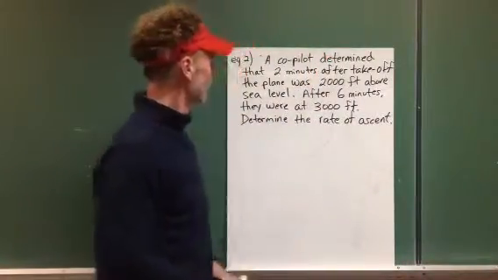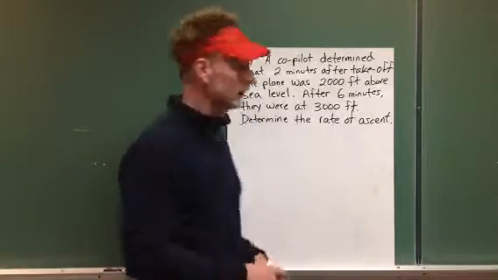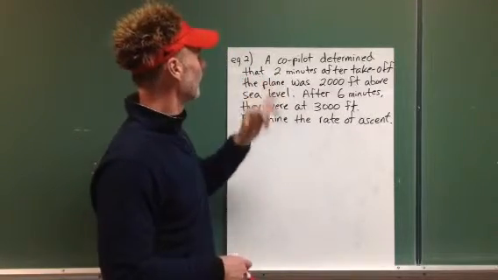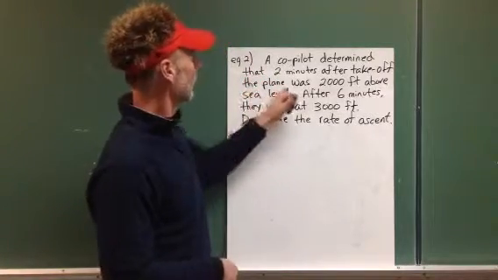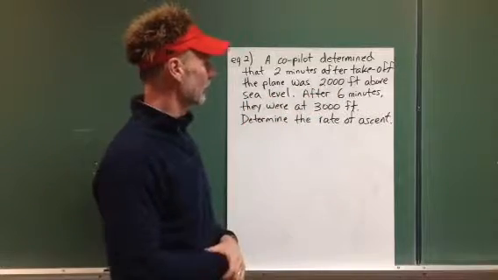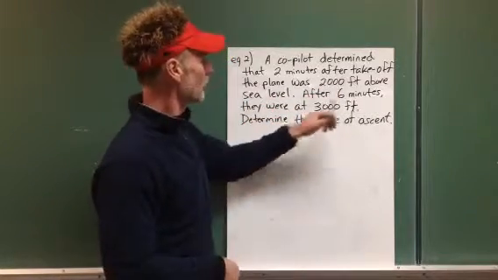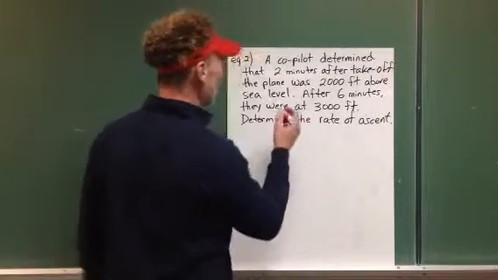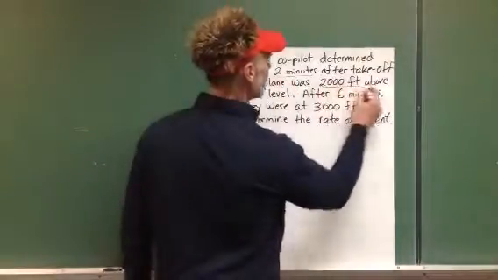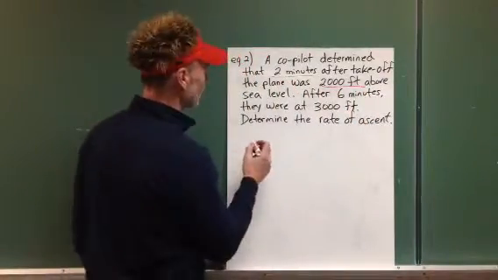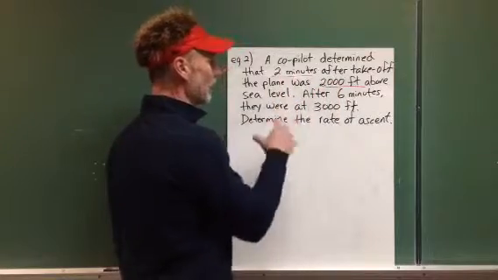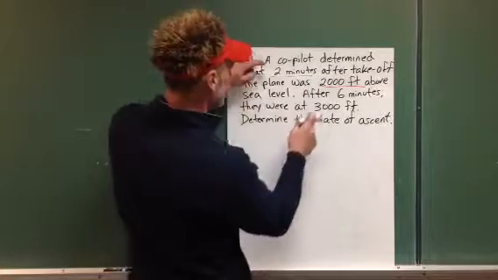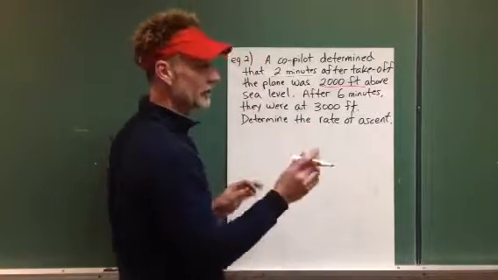Okay, our last example, we're going to do without drawing a picture, just using a circle here. A co-pilot determined that 2 minutes after takeoff, the plane was 2,000 feet above sea level. And after 6 minutes, they were at 3,000 feet. Determine the rate of ascent. Okay, so we have two pieces of information. After 2 minutes, it was 2,000 feet. That's an ordered pair. And again, the height is dependent on how long the plane has been flying. So therefore, the time is the independent variable, and the height is the dependent variable.